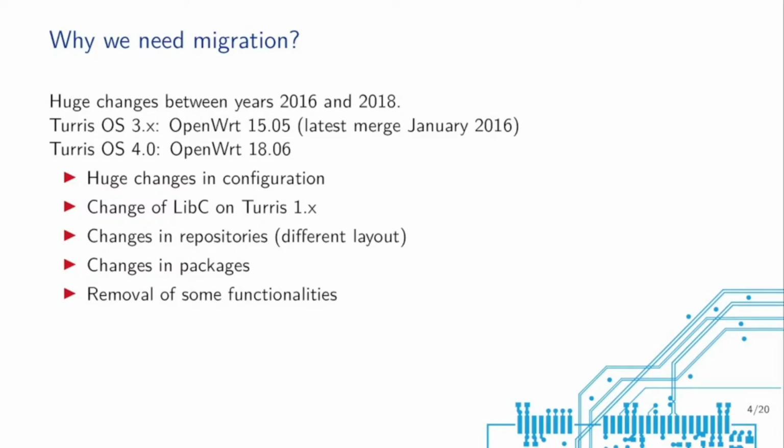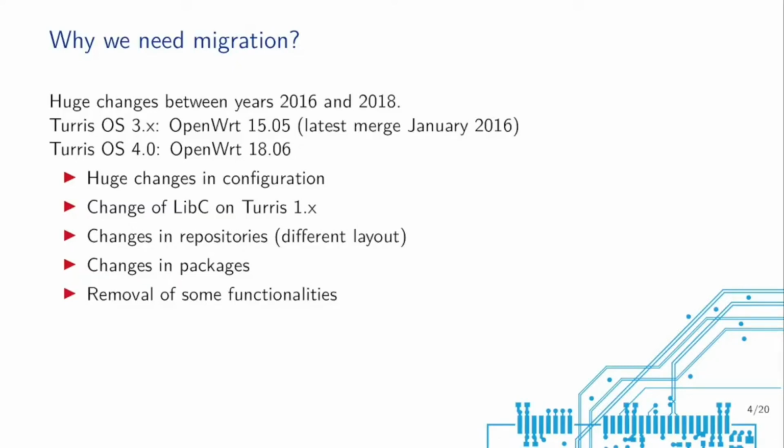Just to show you, the Turris OS 3.x version was built on OpenWRT 15.5. This was from 2015. Well, actually, the latest merge was from January 2016, but basically this is a version from 2015 of OpenWRT. And the next version, Turris OS 4.0, was on OpenWRT 18.6.